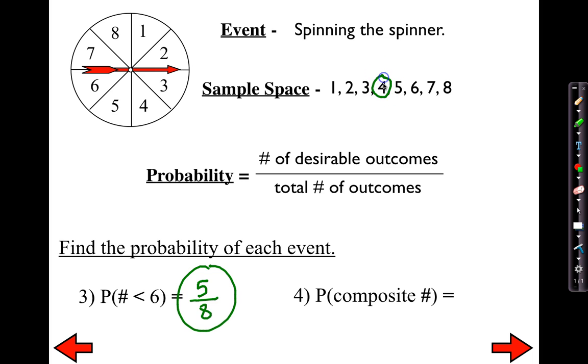4 is composite. Why? Because 2 times 2 gives me 4, so notice the numbers didn't include 1 and itself. 5 is prime. The only factors are 1 and 5. 6 is composite because 2 times 3 gives me 6. 7 is prime. 8 is composite because we can say 2 times 4. So that's an example of factors that don't include 1 and itself. So how many ways did we get a composite number? There were 3. And how many outcomes? A total of 8. So it's going to be 3/8.